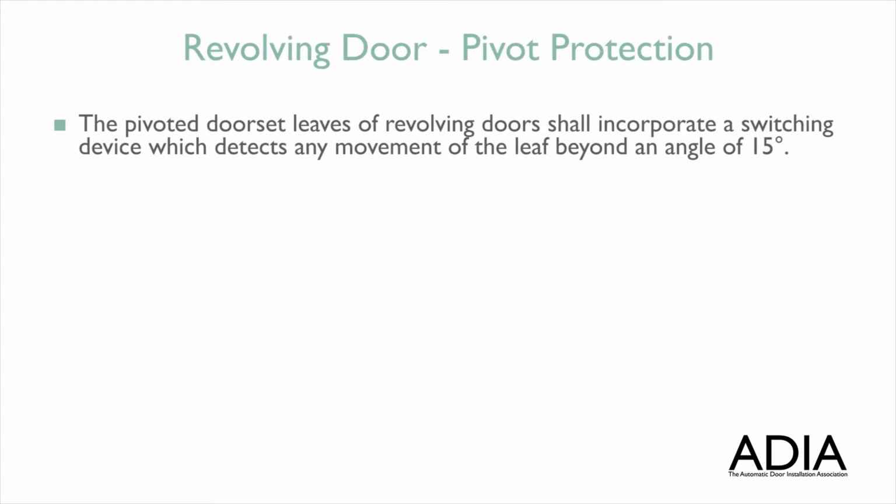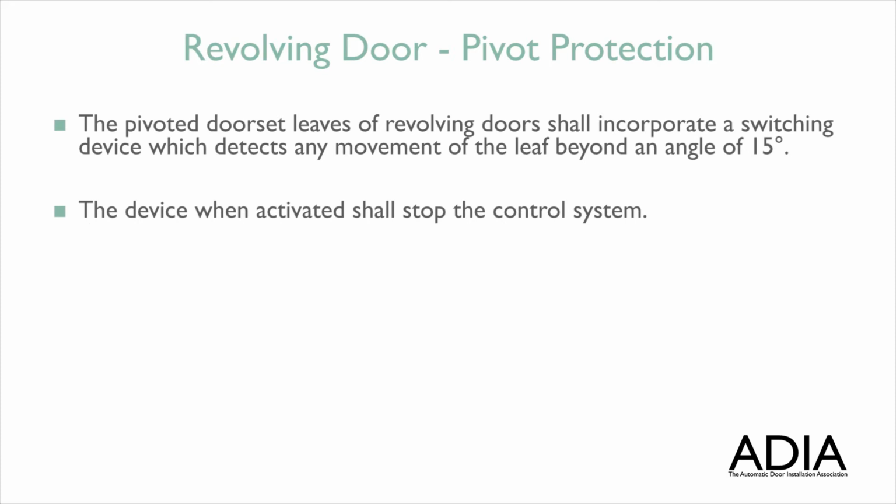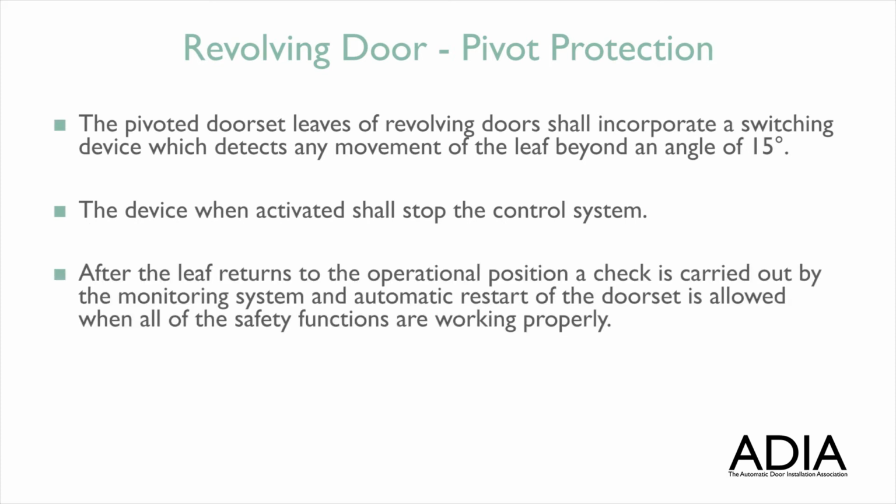The pivoted door set leaves of revolving doors shall incorporate a switching device which detects any movement of the leaf beyond an angle of 15 degrees. The device, when activated, shall stop the control system. After the leaf returns to the operational position, a check is carried out by the monitoring system, and automatic restart of the door set is allowed when all of the safety functions are working properly.